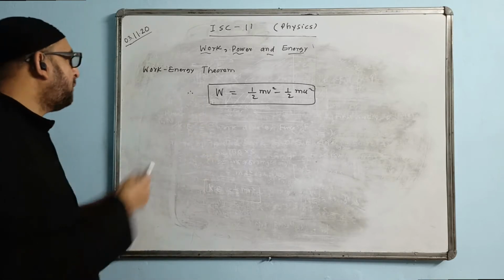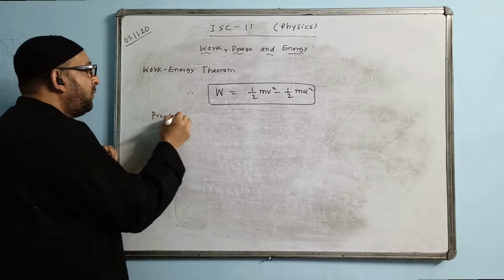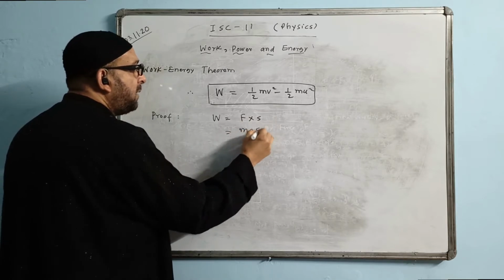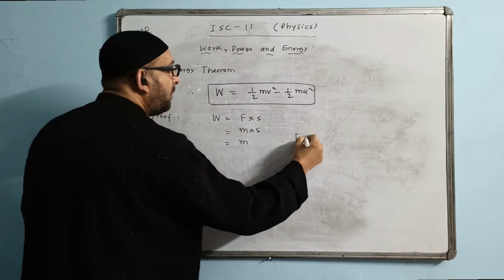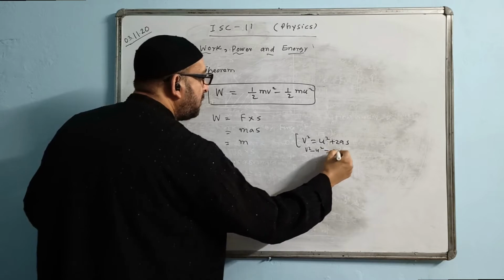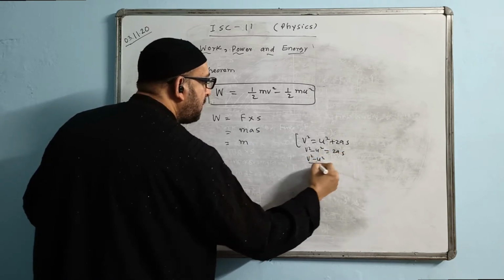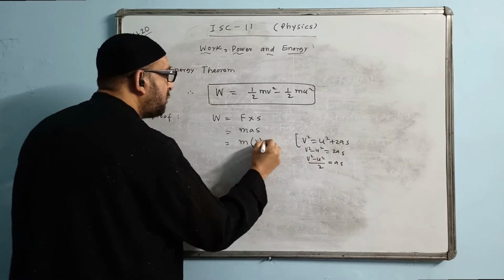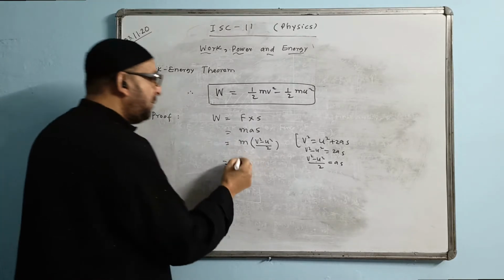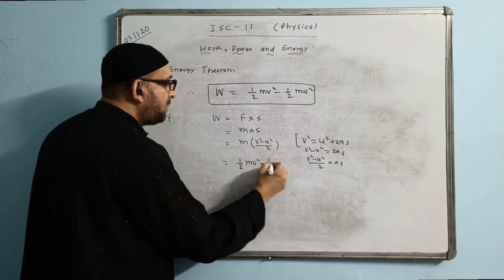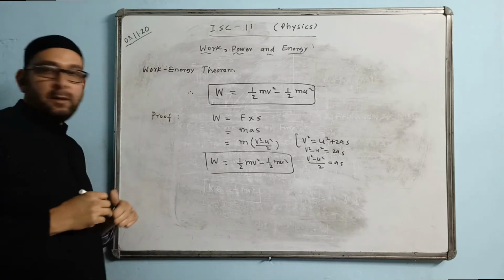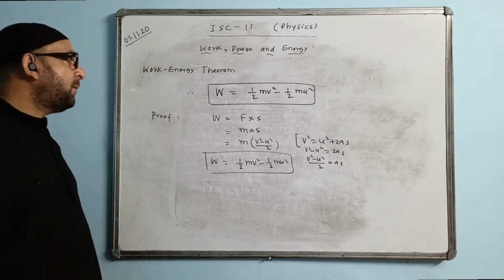And how to prove this? Proof of this also is quite simple. We start with the work formula: force into displacement. Force is ma, so work is m times a times s. Now use the motion formula v square is equal to u square plus 2as. V square minus u square is equal to 2as, so (v square minus u square) by 2 is the value of as. I put that value here. Now you can separate it, and it will become half mv square minus half mu square. This is quite a simple derivation.